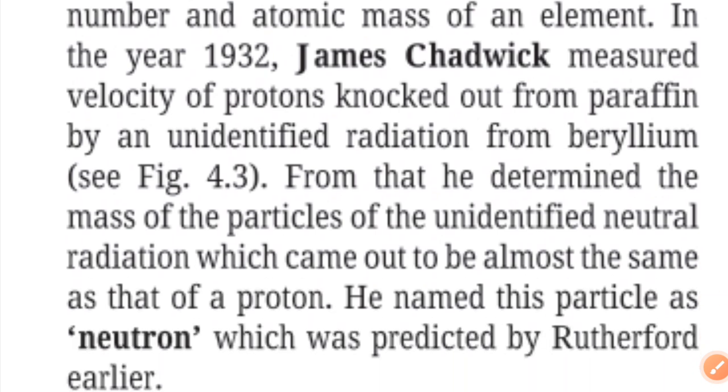In the year 1932, James Chadwick measured the velocity of protons knocked out from paraffin by unidentified radiations from beryllium, see figure 4.3. From that, he determined the mass of the particle of the unidentified neutral radiation, which came out to be almost the same as that of a proton. He named this particle neutron, which was predicted by Rutherford earlier.